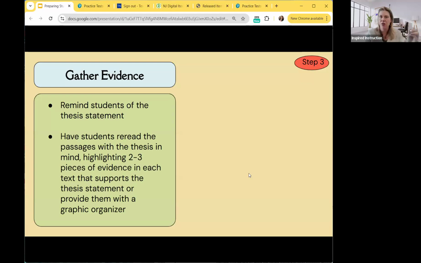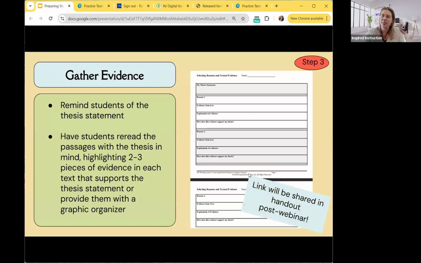And then I'm a huge fan of graphic organizers. And this is another resource that you'll get after the webinar. So this is like the ultimate essay writing with textual evidence graphic organizer. Thesis statement goes on top. Their reason, their evidence from the text, explain it. How does it support my thesis?